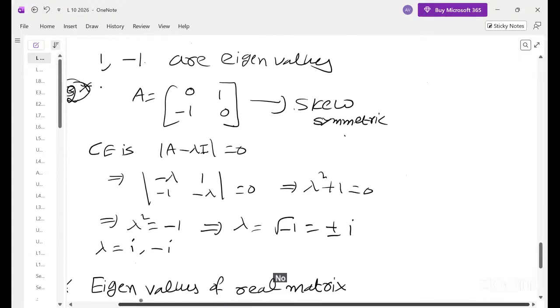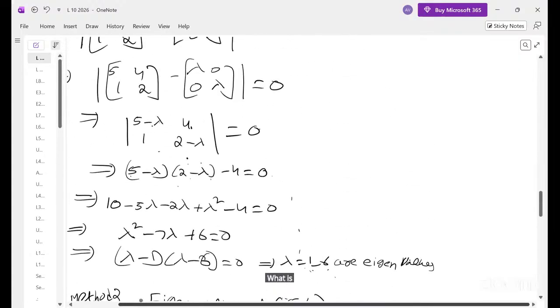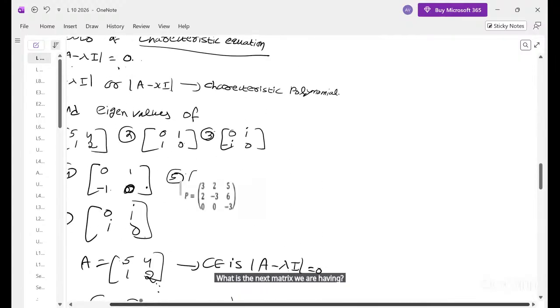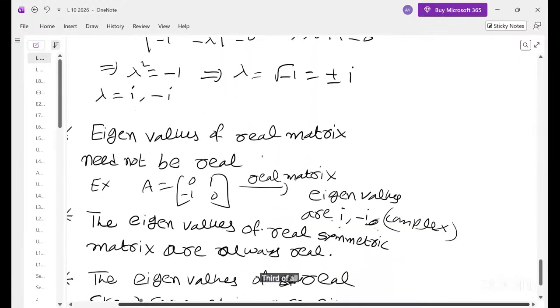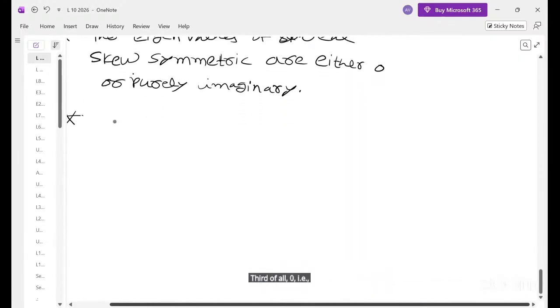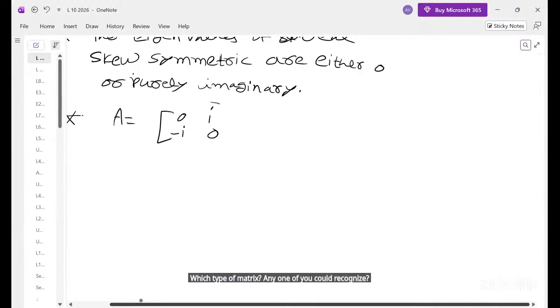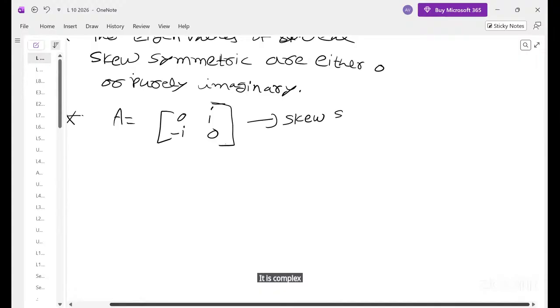Now, next. What is the next matrix we are having? This is 0, i, minus i, 0. Third one. Which type of matrix? Can any one of you tell? It is a skew symmetric matrix, correct? Not only that, it is a complex skew symmetric matrix. One more.